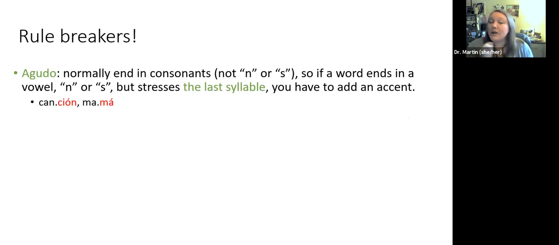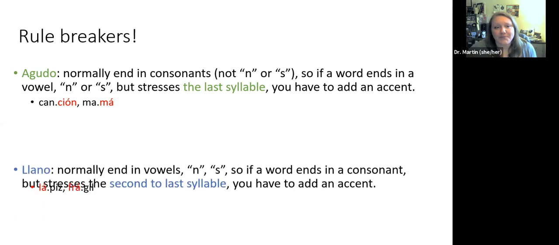Agudo words. Remember, normally these end in consonants except for N or S. So if a word ends in a vowel, N or S, but stresses the last syllable, it's broken a rule. So we have to add an accent. So these are words like canción or mamá, right? Because they end in N and a vowel, we should say actually canción or mama, but we don't, right? We've broken that rule, so we add the accent mark to let us know.